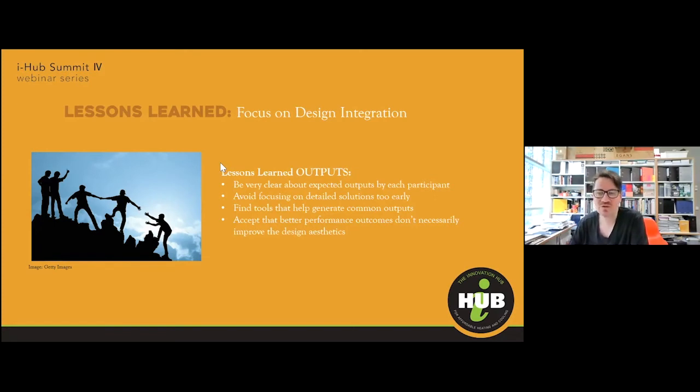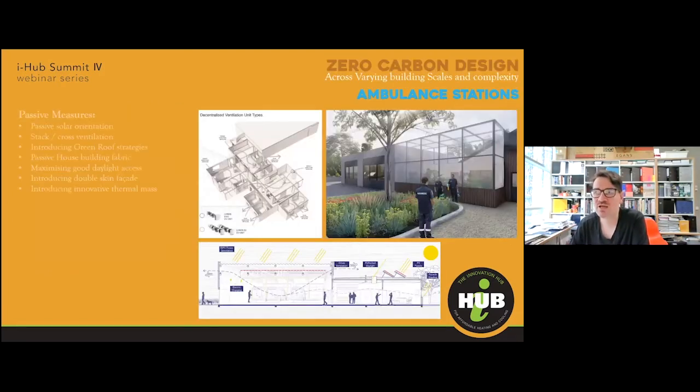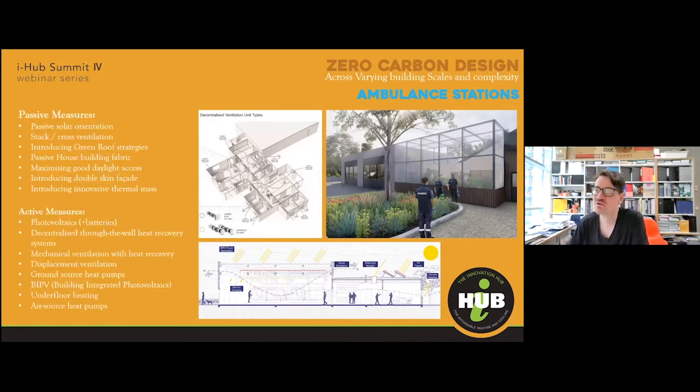And now I want to take you through 5 examples of building typologies that we have covered, starting from the smaller one that we had. We had an ambulance station, which was probably our smallest scale of all the projects. Some of the passive measures that students took were looking into solar orientation, stack and cross ventilation, green roof strategies, passive house building fabric optimization, daylight access, double skin facades, and introducing innovative thermal massing. That also had to do with not just looking at the building itself, but also at the building surroundings and how it is embedded in a particular landscape.